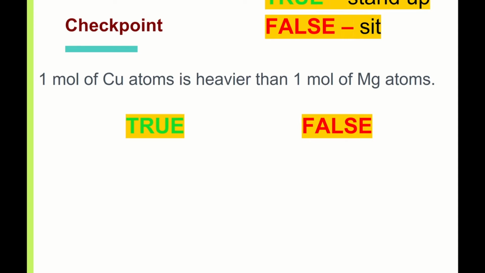Okay, 1 mole of copper atoms is heavier than 1 mole of magnesium atoms. If you think it's true, you stand up. If you think it's false, you sit down. Okay, so true or false?